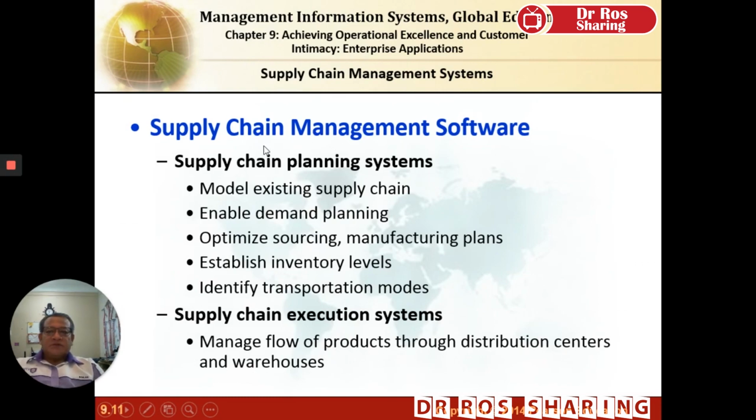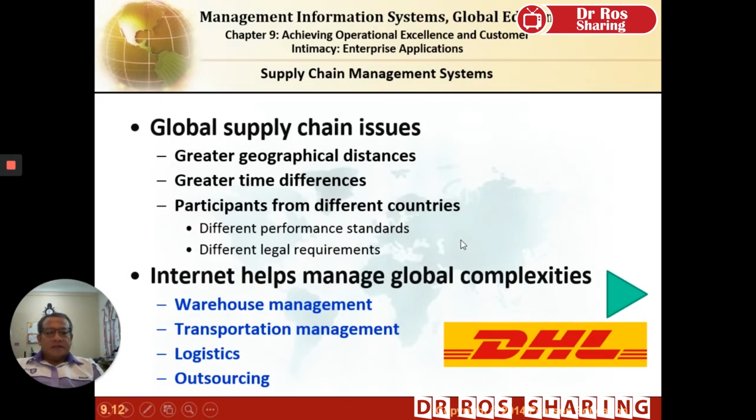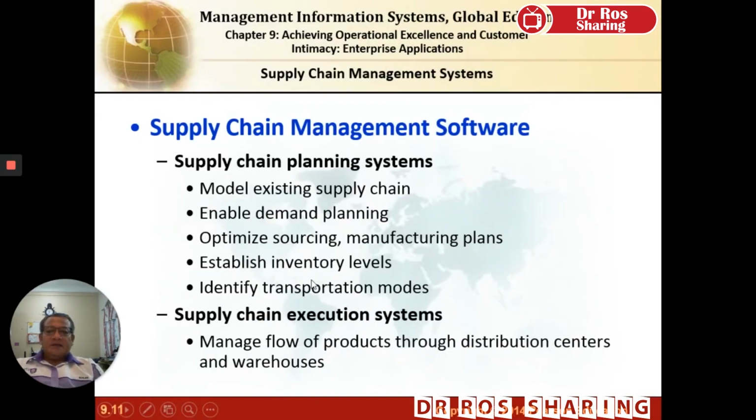So what is SCM software all about? Supply chain management basically enables companies to plan their demand, optimize their sourcing of suppliers, and better plan their manufacturing, which is perhaps managed by ERP. SCM software can also control inventory management better, and at the same time improve their transportation modes.